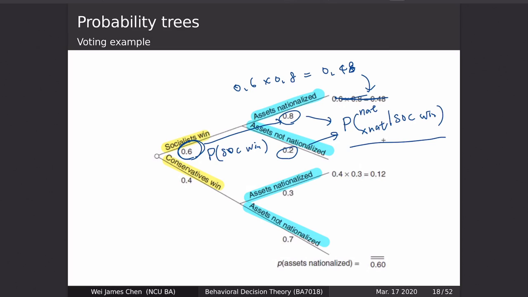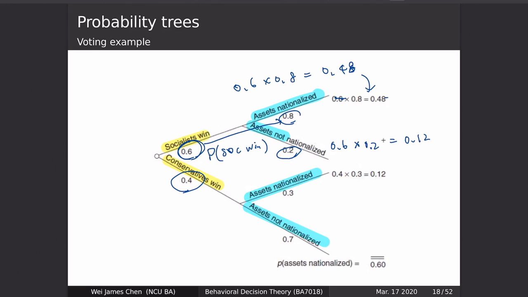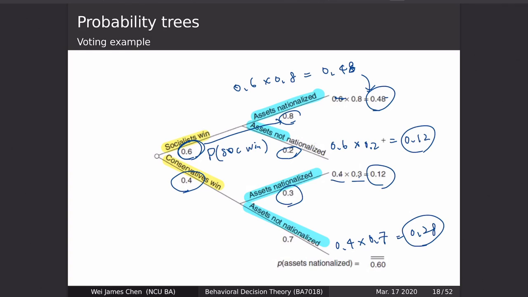So similarly, if you want to know the probability of the socialist win and the asset being not nationalized, that's going to be 0.6 times 0.2, which equals 0.12. Okay? And the other way, the conservative win has a probability of 0.4, and the probability that in that case, conditional on that, the asset will be nationalized is 0.3. So you do a multiplication of 0.4 times 0.3, that gives you 0.12 as well. And the last case is 0.4 times 0.7, which is 0.28. Okay, and that's the probability of a conservative win and the asset not being nationalized.